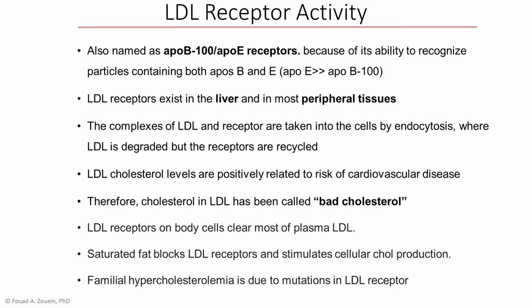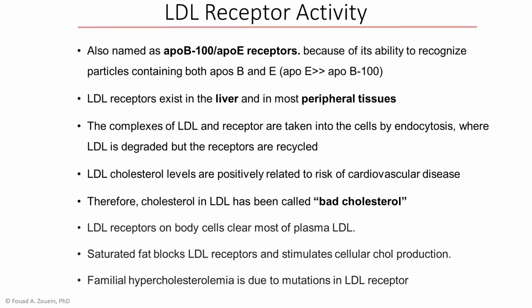Before we talk about the fate of LDL, it's important to talk about the LDL receptor, because the LDL receptor itself is the main target for the dyslipidemia, as we're going to see in this lipidemia lecture. The LDL receptor is also known as ApoB100 and ApoE receptor. Why? Because it recognizes both ApoE and ApoB100. However, the affinity for ApoE is much higher than the affinity for ApoB100.